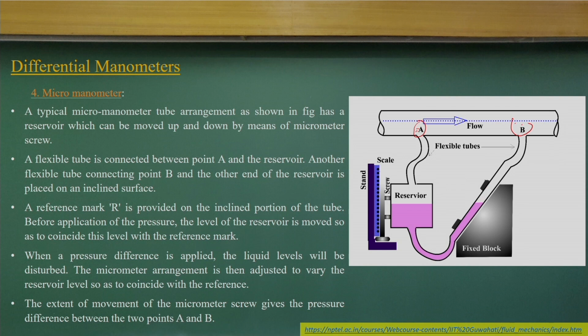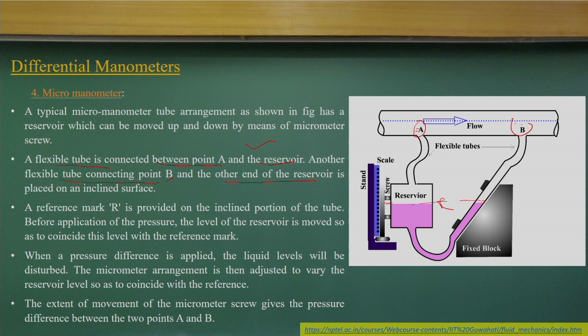Then we have a flexible tube which is connected between point A and the reservoir, and another flexible tube connecting point B, the other end, to the reservoir. So, you have the tubes connected, and there will be a reference mark R here, and the level of the reservoir is moved such that this level will be the reference mark. You can put it as a reference mark.